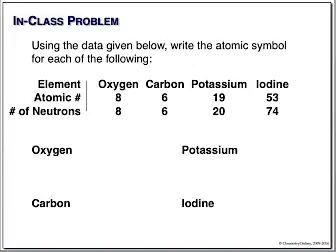Well, oxygen, 8 plus 8 is 16. That's going to be our mass number. Atomic number is 8. Potassium, 19 plus 20 is 39, I believe. K is our symbol. 19 is our atomic number. Carbon, 6 and 6 is 12. That's our mass number. 6 is our atomic number.